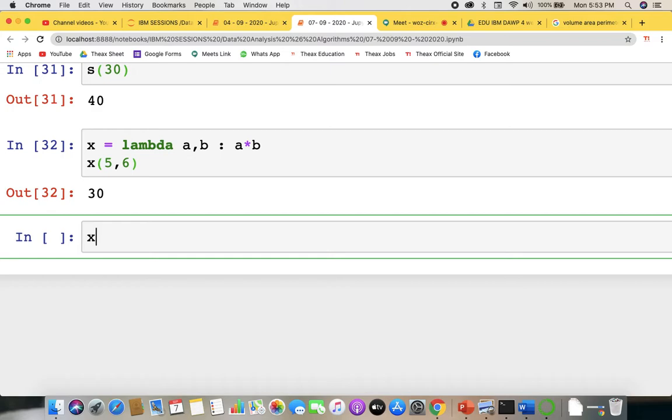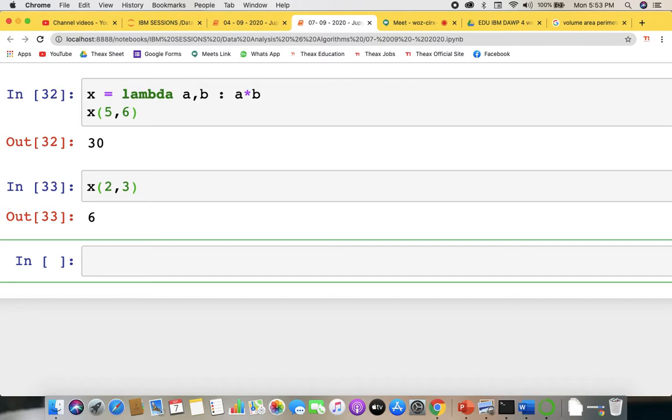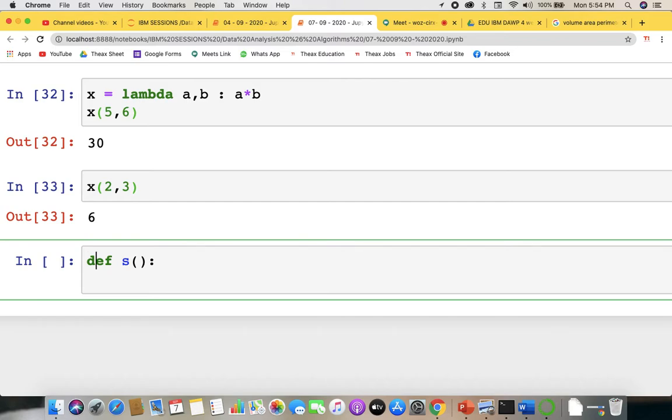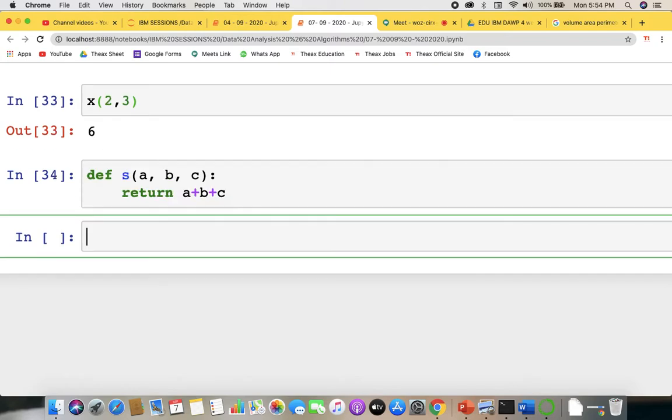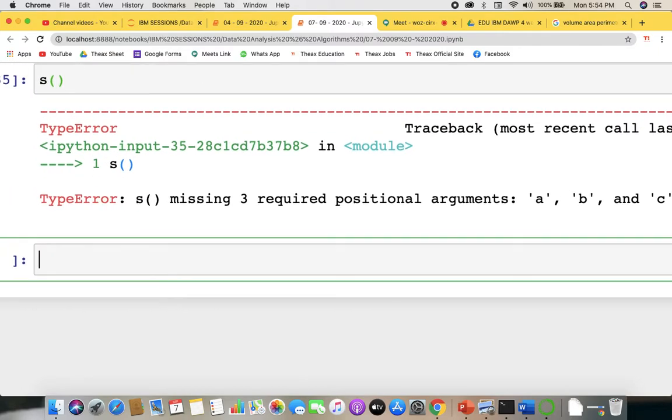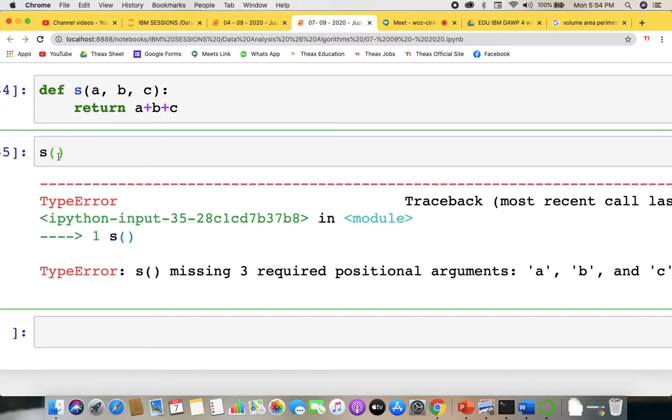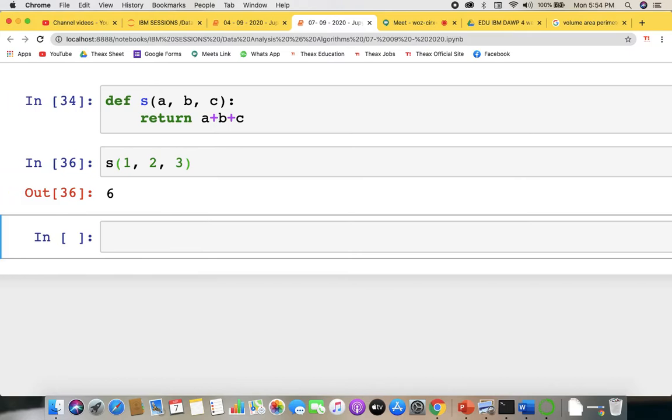Understood? Anyone having any confusion? It works as a very small function. 2 times 3 is 6, right? So for making a sum, you take inputs a, b, and c, and then you return something. You make a function of a sum. If you write s alone, it says three positional arguments are missing: a, b, and c. If I write s of 1, 2, and 3, I get 6, 3 plus 2 plus 1.